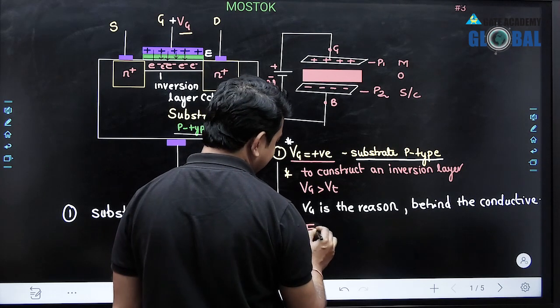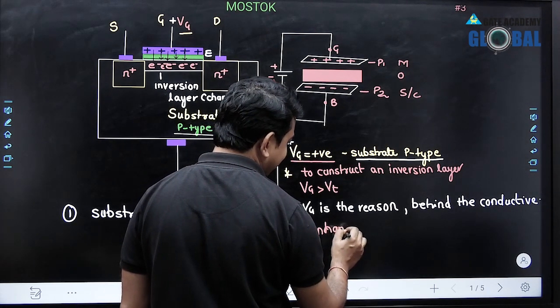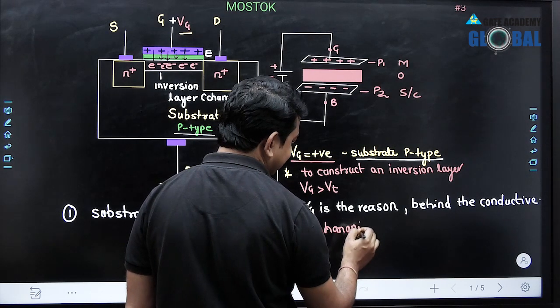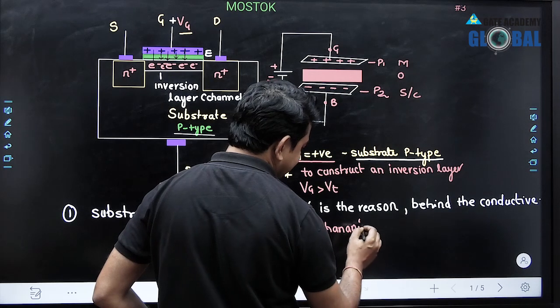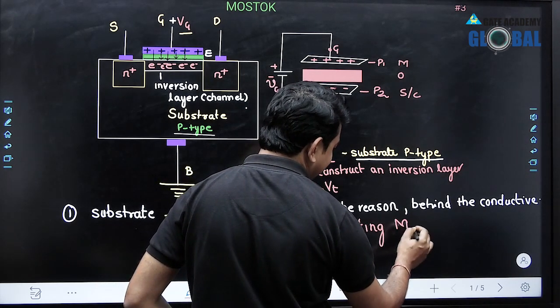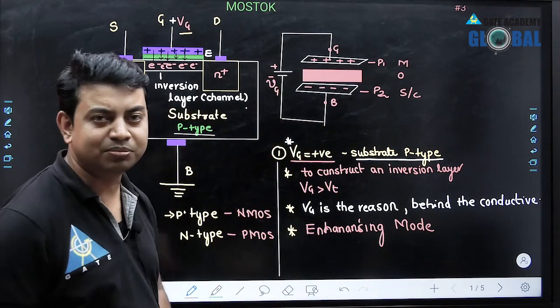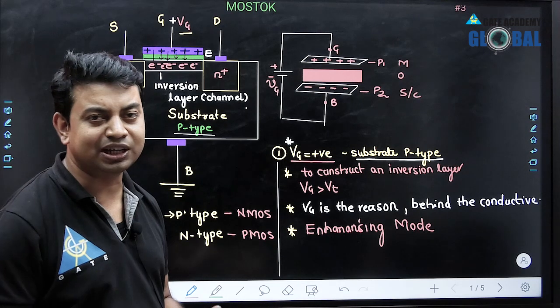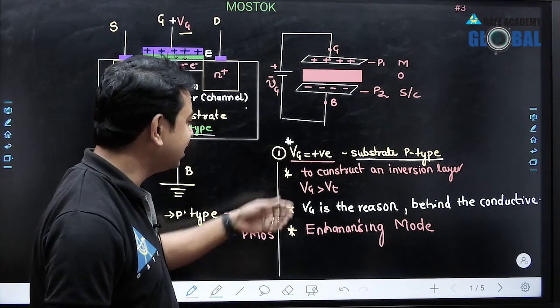So it is enhancing the conductivity of the channel. That's why we are calling it, this is working in enhancing mode. So we are writing enhancing mode of operation. So why is it called enhancing mode? Enhance means to increase. So we are increasing the conductivity of the channel by applying this gate terminal voltage.